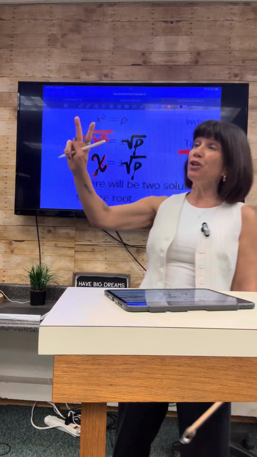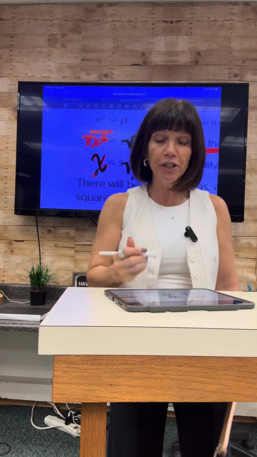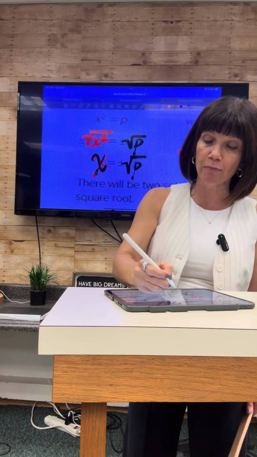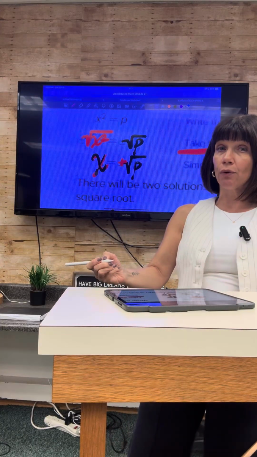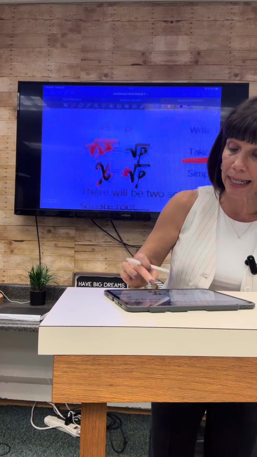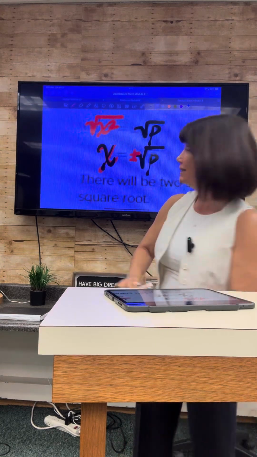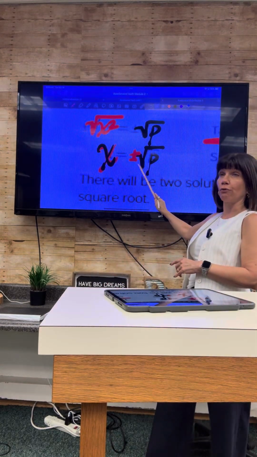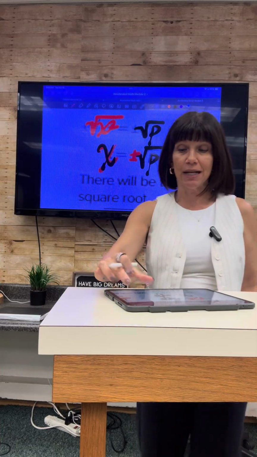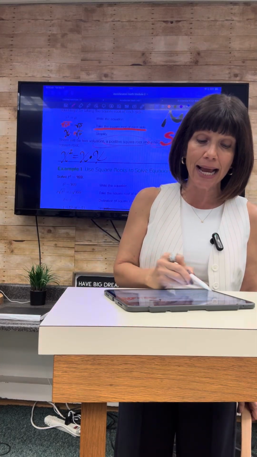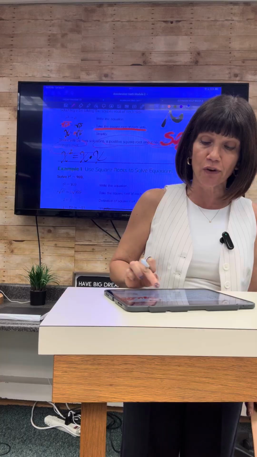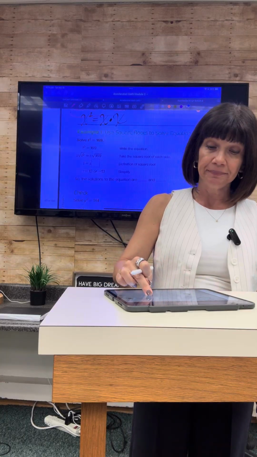Now, when you multiply a number times itself and you get a positive number, what do you know about that? It could have either been a positive square root, or it could have been a, what class? A negative square root. So that's why they have the plus minus sign there. There will be two solutions, a positive square root and a negative square root. Let's move on to their example 1.